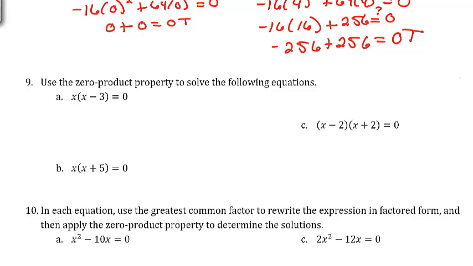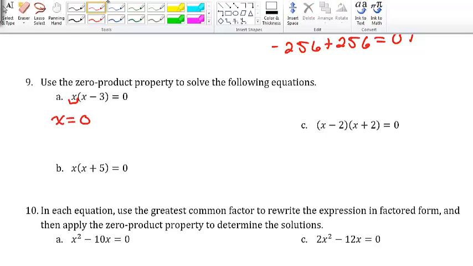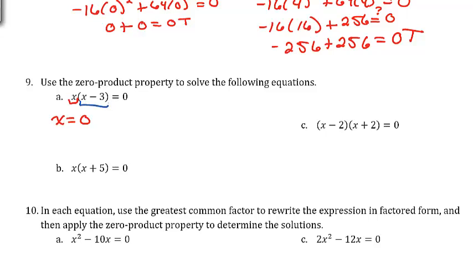Now we're going to use this property to solve each of these equations. So we already have this one factored, x times the quantity x minus 3, so we're just going to take each of these factors and set them equal to 0. So x equals 0, and then x minus 3 equals 0.